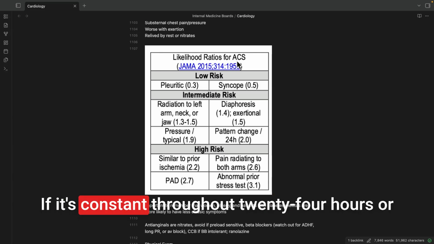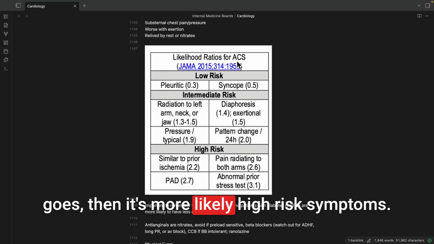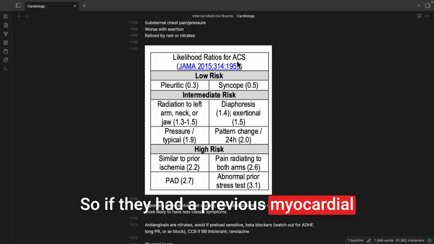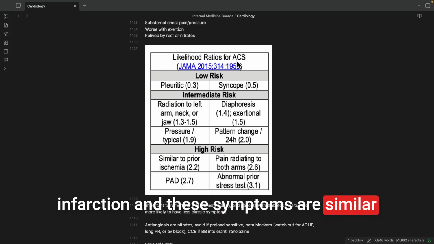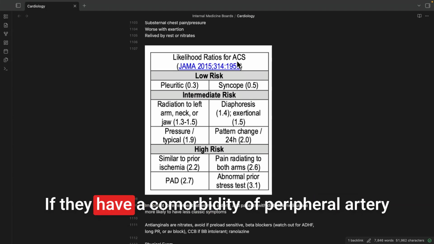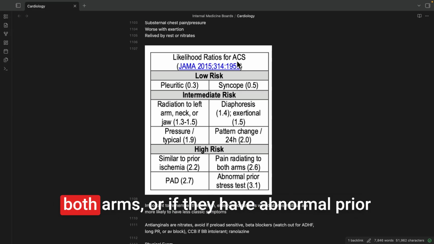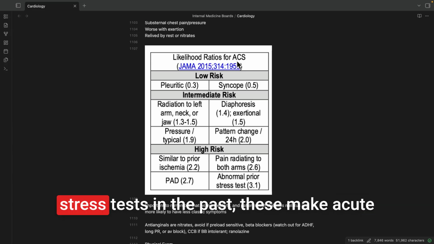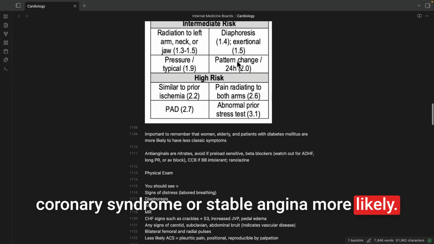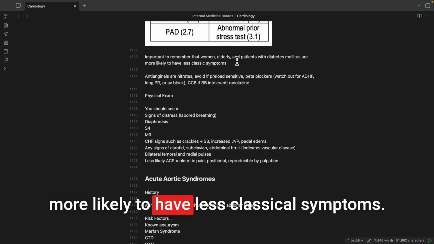If it's constant throughout 24 hours or comes and goes, then it's more likely high risk symptoms. So if they had a previous myocardial infarction and these symptoms are similar to the prior event, then it's more likely. If they have a comorbidity of peripheral artery disease, if they have pain that's radiating to both arms, or if they have abnormal prior stress tests in the past, these make acute coronary syndrome or stable angina more likely.